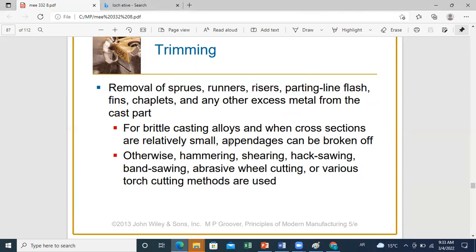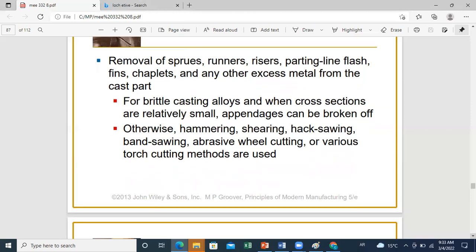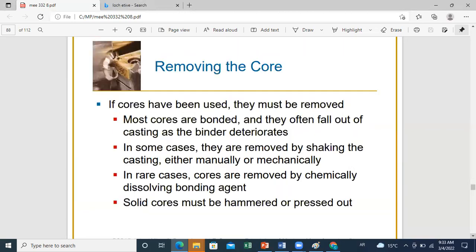We'll go over the majority of these processes in this course. We can also use abrasive wheel cutting or various torch cutting methods. So it depends on the material of the cast. If you have a material that is characterized by a high hardness, you might need more complex cutting techniques to remove the useless parts.